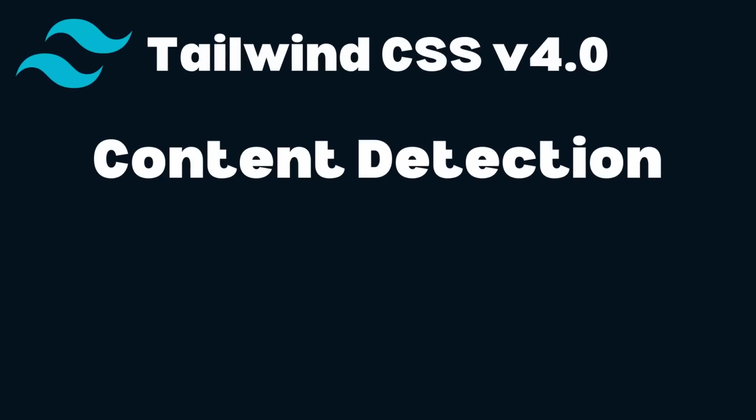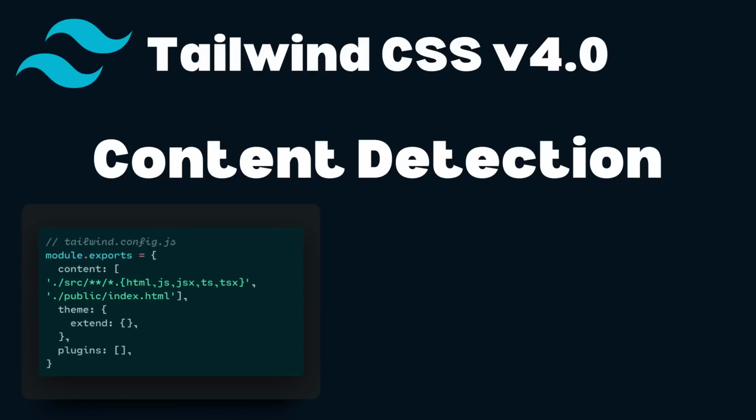Another significant change in Tailwind CSS 4 is content detection. In previous versions, we had to manually define the content array inside tailwind.config.js to specify which files Tailwind should scan for utility classes. This often requires constant updates, especially when working with larger projects or adding new file types.